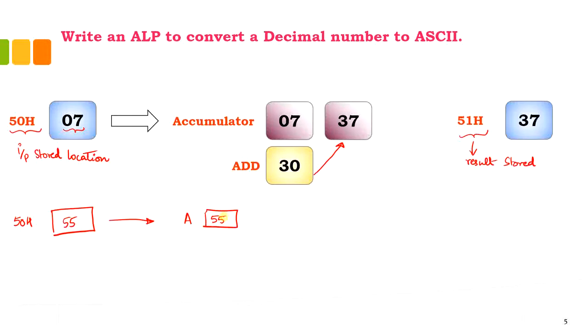Next step in this case would be, I need to perform the AND operation. Okay, not add, AND operation, in order to mask this. So when I do that, the result of this will be 05. Once I do that, I need to add 30 to this, and I get my final result as 35, which has to be stored in the location 51H.